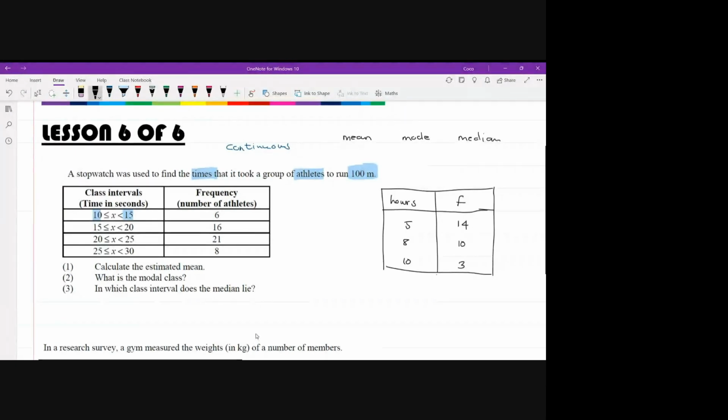All right. So in this case, if we wanted to calculate the mean, you would just say 5 times 14, which was 70, plus 8 times 10, which is 80, plus 10 times 3, which is 30. And then you would add all of these up, and you would divide by the number of students there are. In this case, there were 27 students. So we take that number, which is 200, divided by 27 students. And that would give us the mean. Thumbs up. Is everybody okay with what I've just explained?